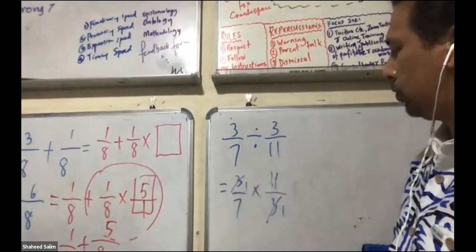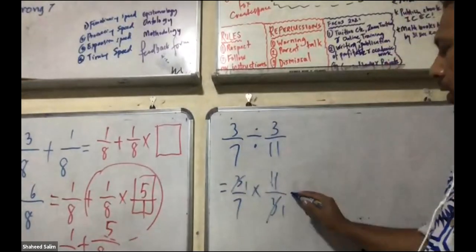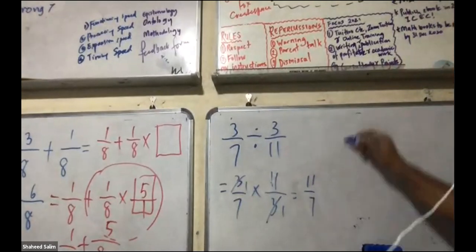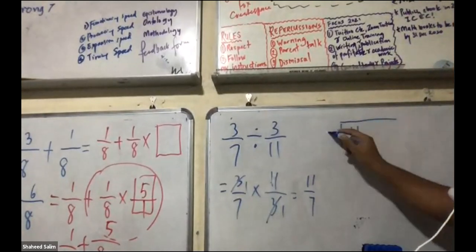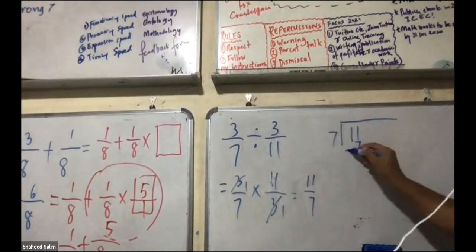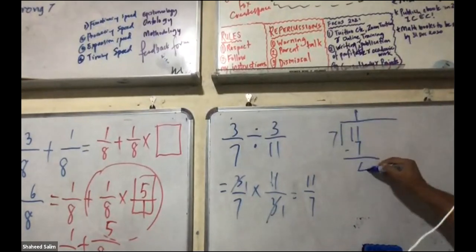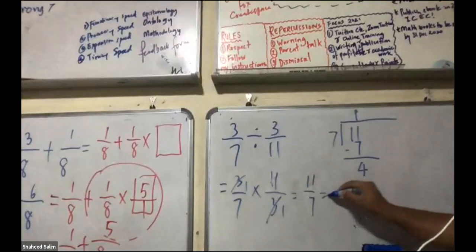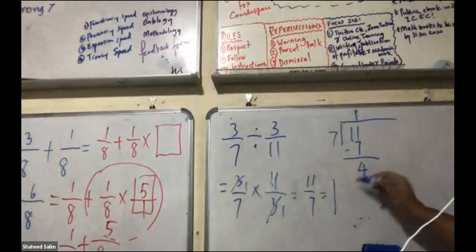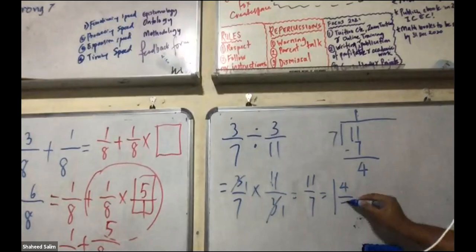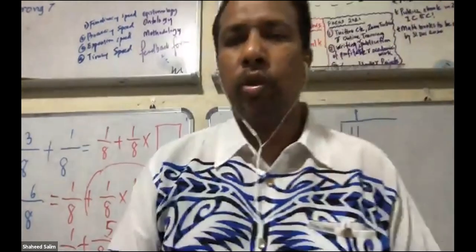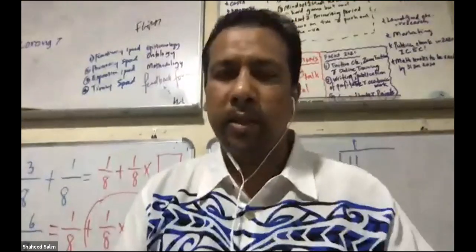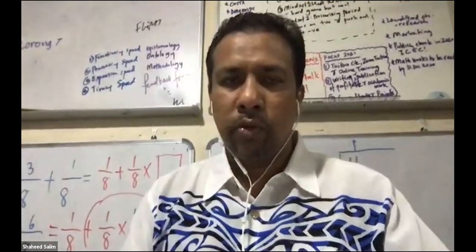11 over 3, divide the 3 by 3, so you get 11 over 7. Long division, 11 on the inside, 7 on the outside, divide by 7, you get 1 whole over here, remainder is 4, so it is 1 whole 4 over 7. Okay, I hope you get it now. So this is rather basic stuff. So we move on to the next one.